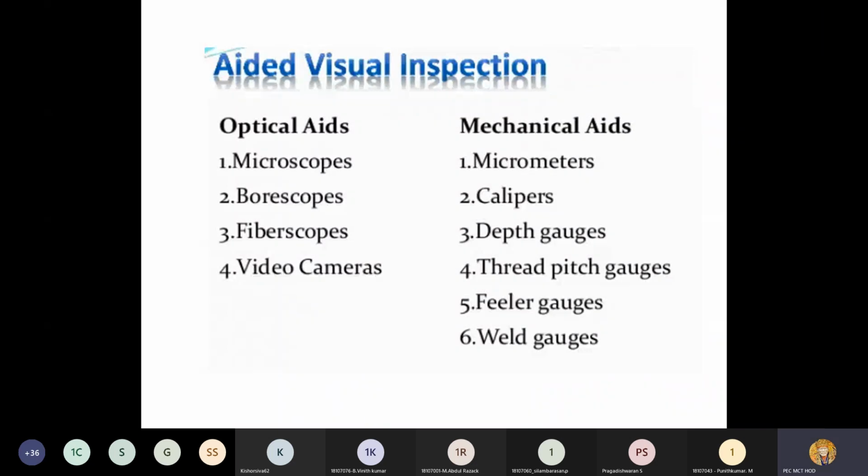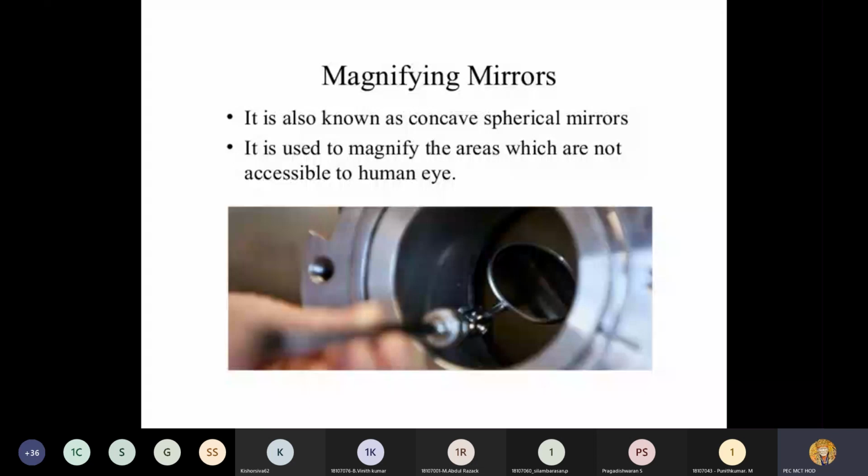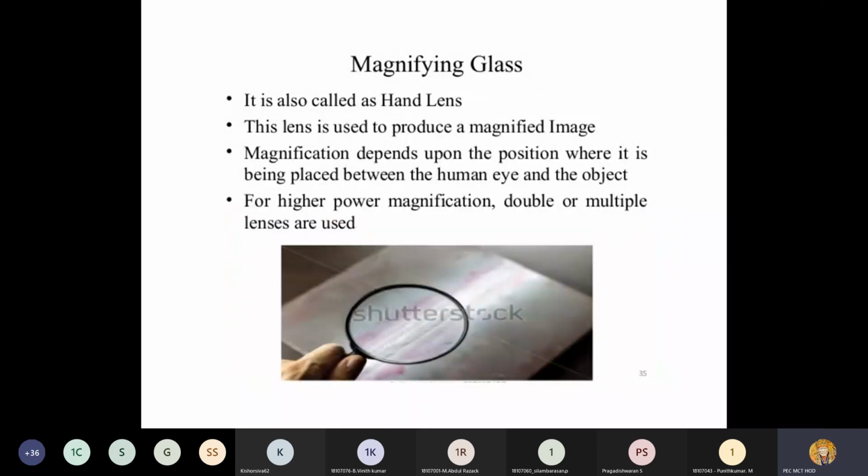We saw all this in the last class. Magnifying mirrors are also known as concave spherical mirrors. Magnifying glasses are also called hand lenses. This is used for enlarging or magnifying the image for giving better vision. It purely depends upon the magnifying lens. It may be double or multiple lenses used for higher power magnifications.